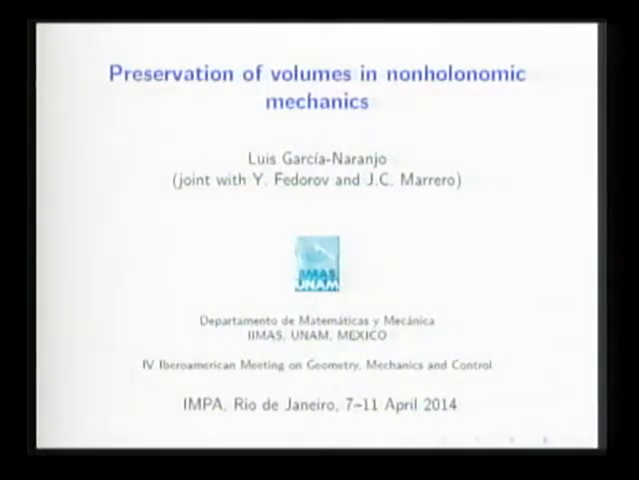So we start with the afternoon session with the talk of Luis Garcia Naranjo, who is going to talk about the preservation of volumes in non-holonomic mechanics.